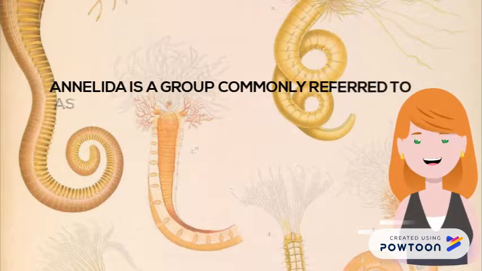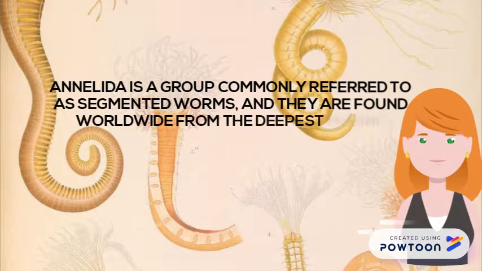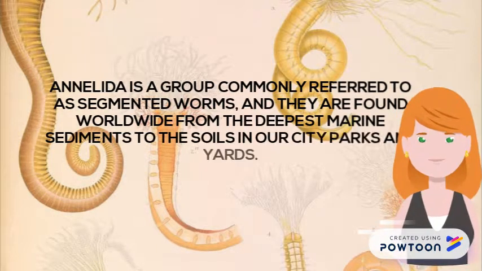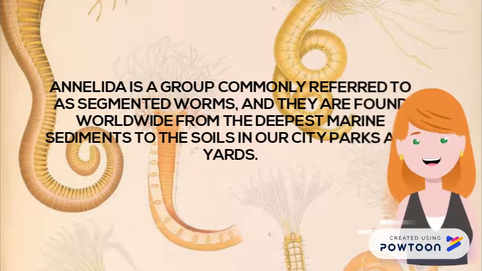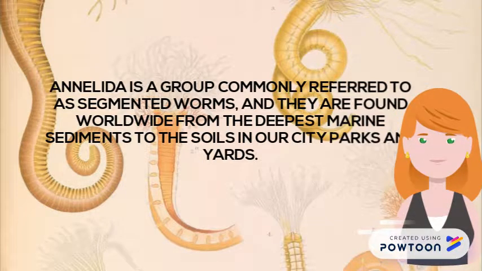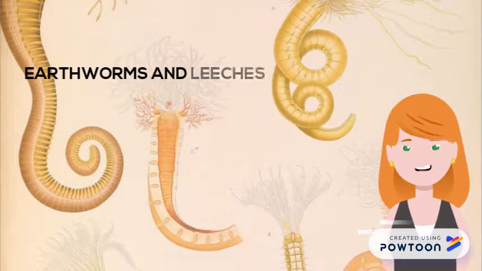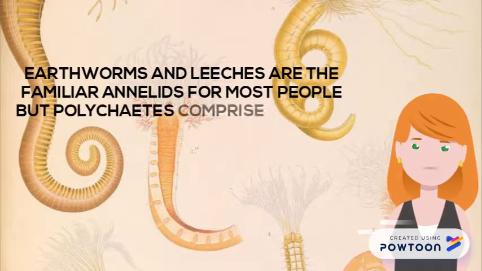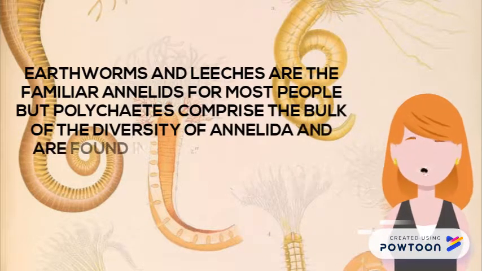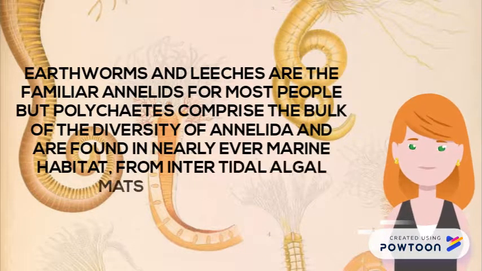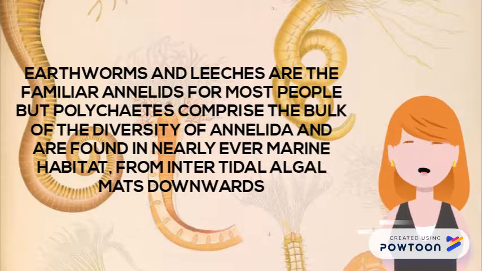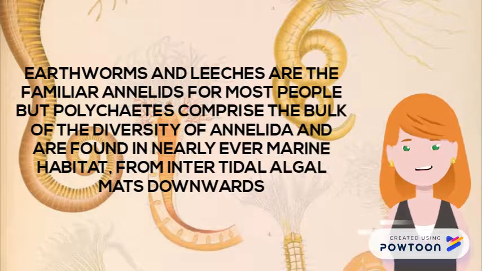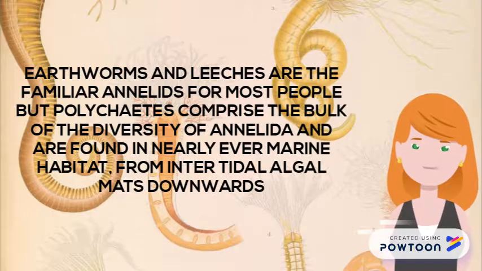Annelida is a group commonly referred to as segmented worms, and they are found worldwide, from the deepest marine sediments to the soils in our city parks and yards. Earthworms and leeches are the familiar annelids for most people. But polychaetes comprise the bulk of the diversity of annelida and are found in nearly every marine habitat, from intertidal algal mats downwards.